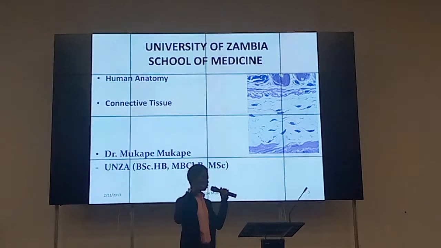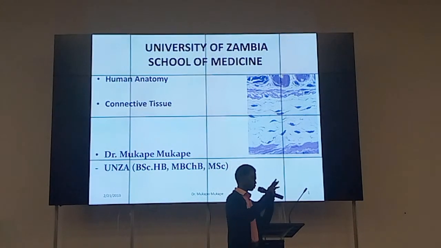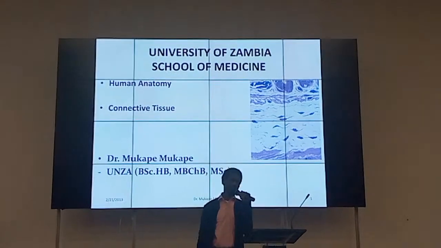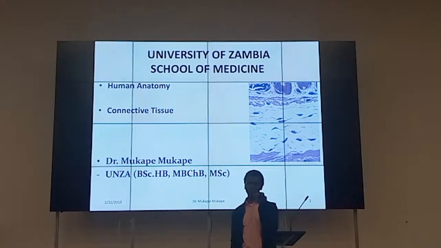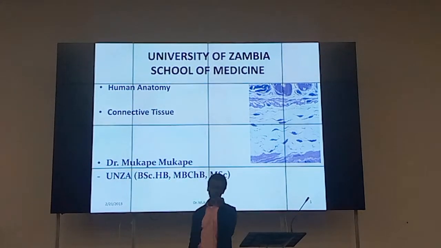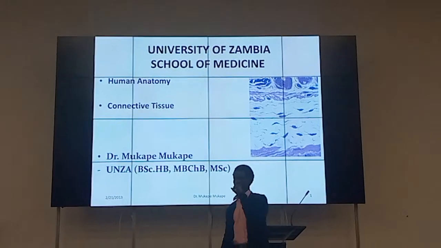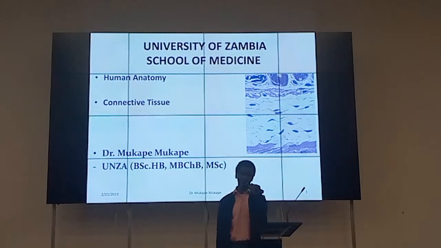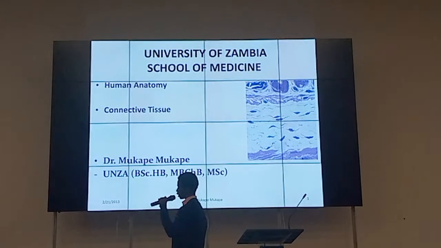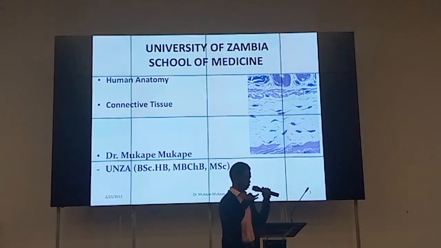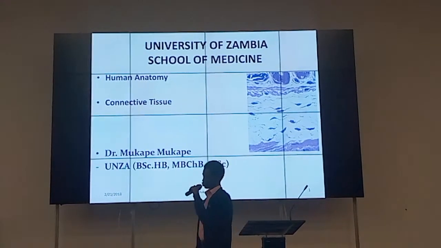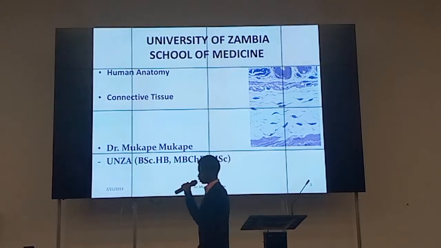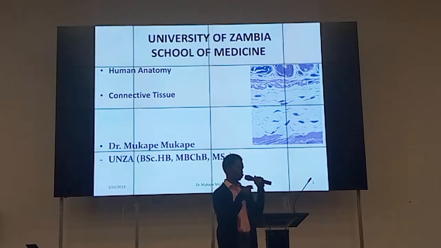If there's a clear pattern, of course, collagen fibers nicely arranged parallel to each other, then that will be regular dense connective tissue. But if the collagen fibers are haphazard, there is no proper pattern, they are intertwining, then that is irregular dense connective tissue. So we need to know that we have embryonic connective tissue, and connective tissue proper, divided into loose and dense. Then the dense is subdivided into regular versus irregular connective tissue. Those two.